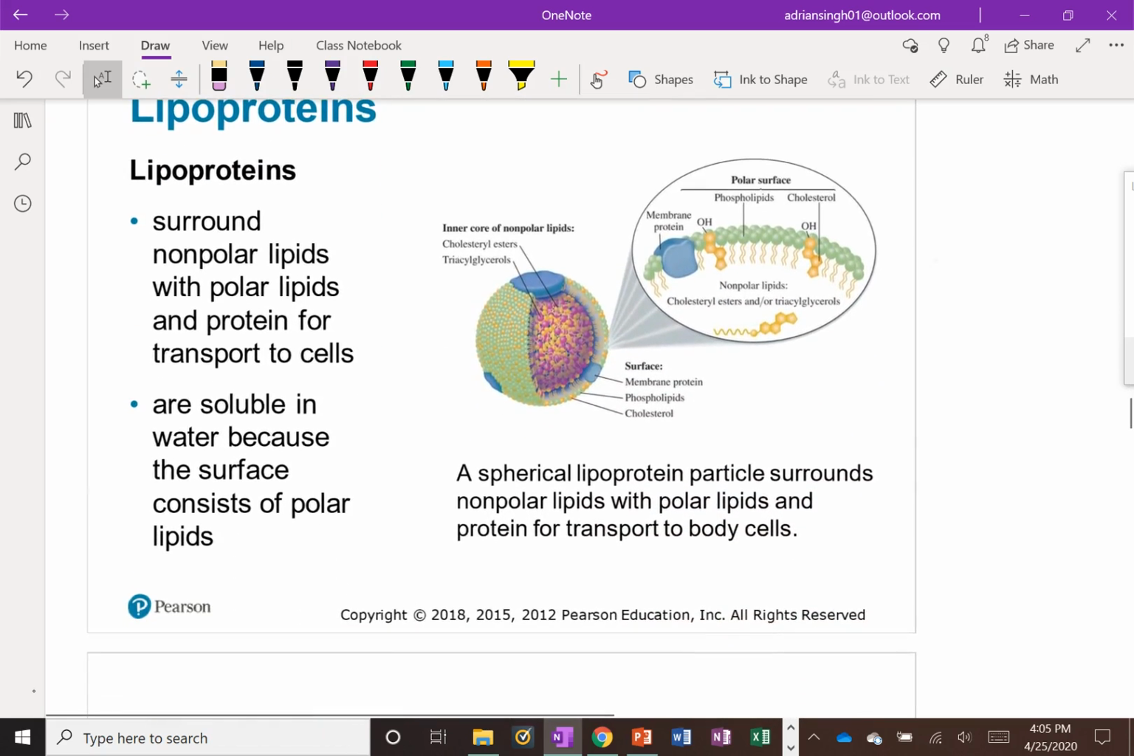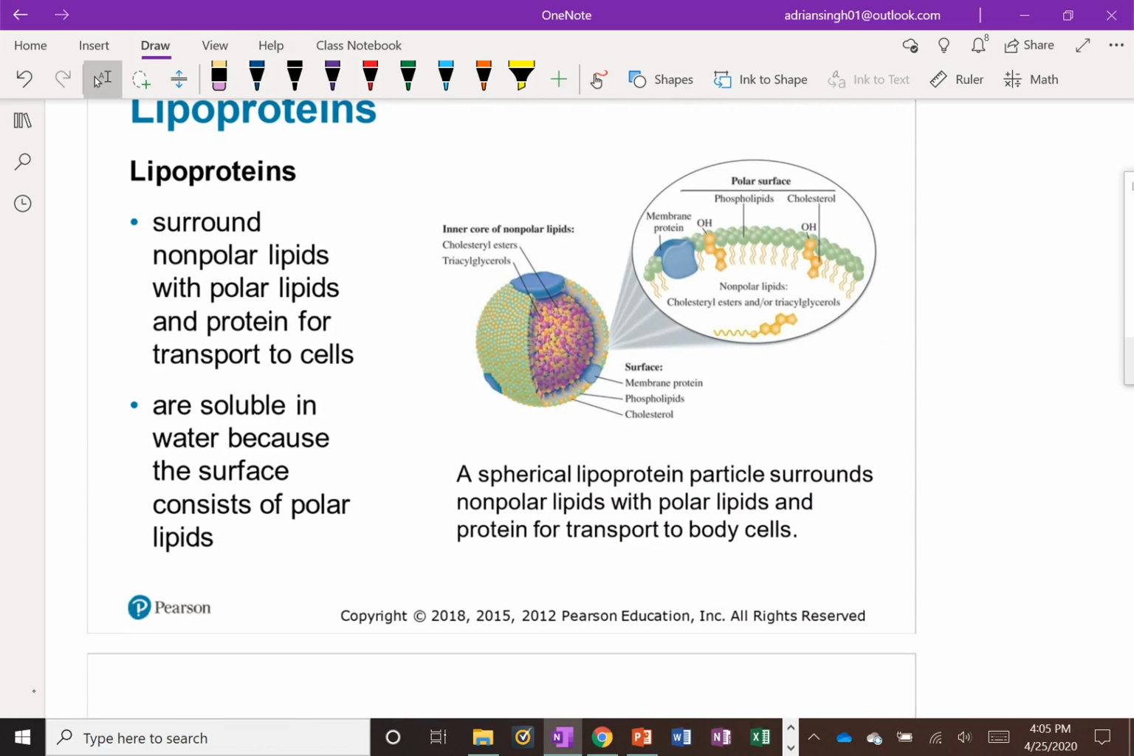So your lipoproteins form when your non-polar lipids get surrounded with other types of polar lipids and proteins that allow them to be transported to the cells. And what makes them water soluble, so soluble in H2O, is that the surface of them is made up of these polar lipids, right?